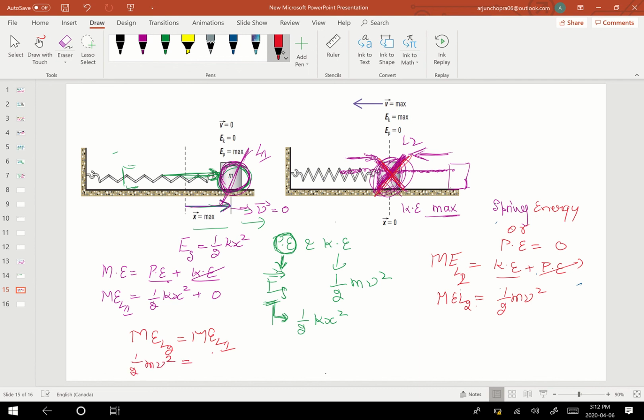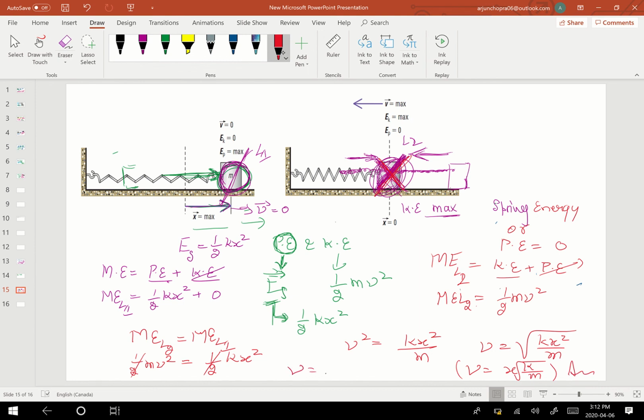So we can say that half mv square is equal to half kx square. I'm running out of battery, so I'm going to move a little fast. I can cancel these two halves, and then I wanted to find the value of velocity. So v square equals kx square divided by m. So velocity will be the square root of kx square upon m. Velocity is equal to x times square root of k divided by m. So that will be my final answer.